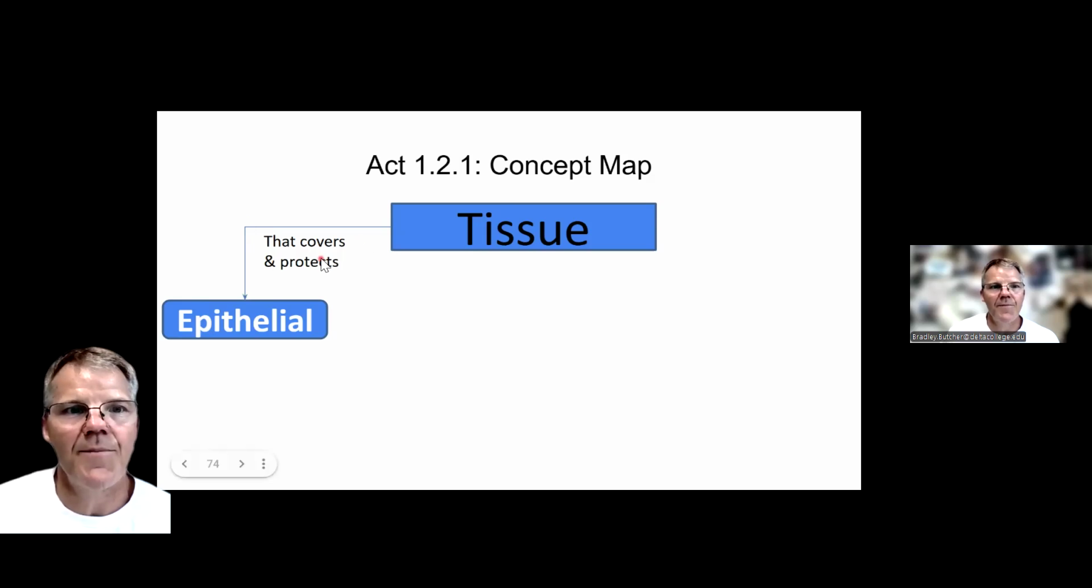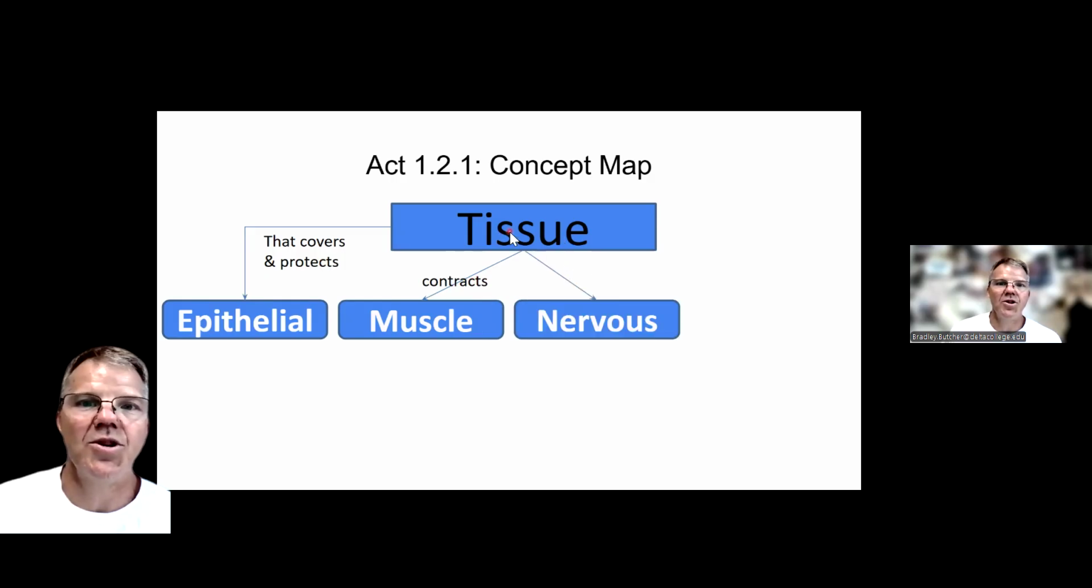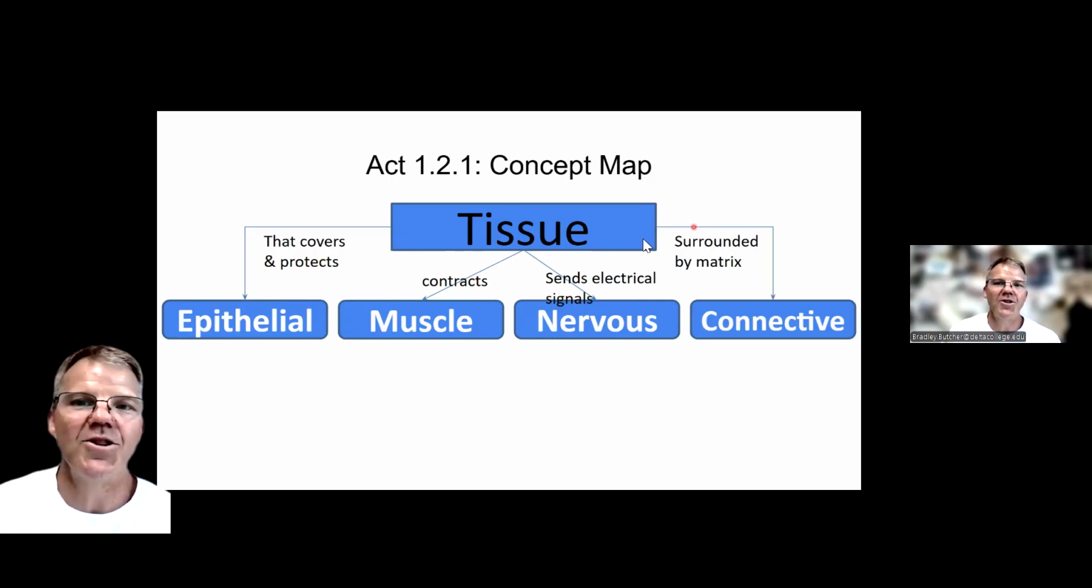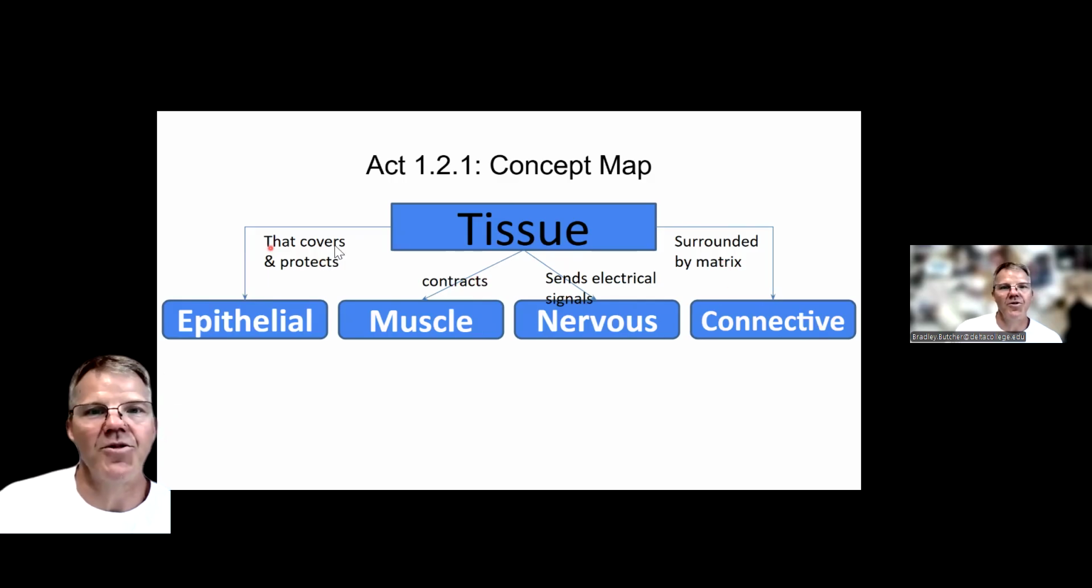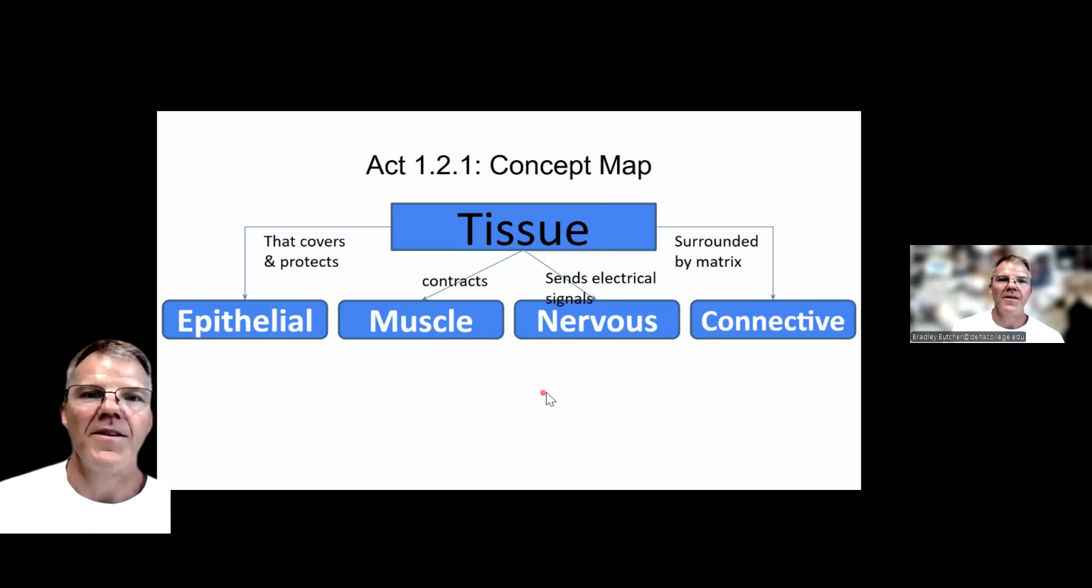Tissue that covers and protects is epithelial tissue. Tissue that contracts and produces movement is muscle tissue. Tissue that sends electrical signals is nervous tissue. And then everything else, or tissue that's surrounded by a matrix, is connective tissue. And I might suggest, as you study this, to make your studying an active process and go through and try to build this flow chart with some connective words that help you to remember each of those different things.